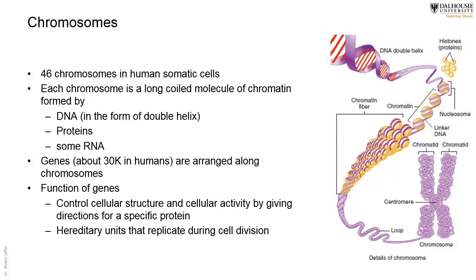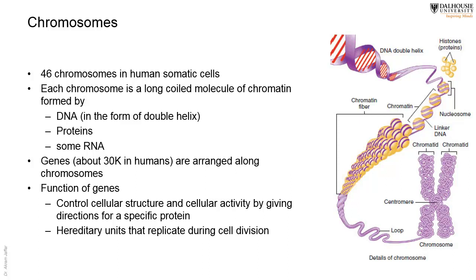So there's DNA, deoxyribonucleic acid. And then there are proteins as well, some RNA. Together, they will form the chromatin. And the chromatin is a very long molecule here. And on the DNA and the chromatin, the genes are located.